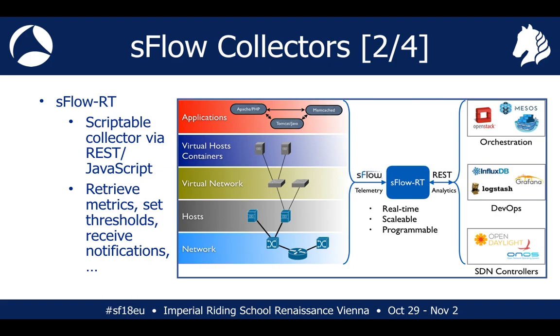There's also a collector called sFlow-RT that is scriptable this time. This means that you can use JavaScript and REST API to create your own functions, to create your own actions depending on the sFlow traffic that you have received. This means that you can create an alert, for example, if a certain interface is going above a certain utilization level, or you can create an alert if you are receiving suspicious traffic from a certain host. You write your own script and create actions that can interact with InfluxDB, Logstash, or whatever.